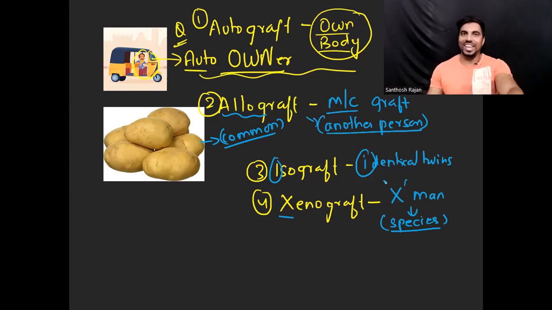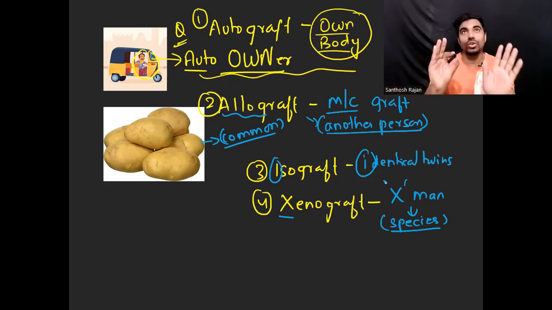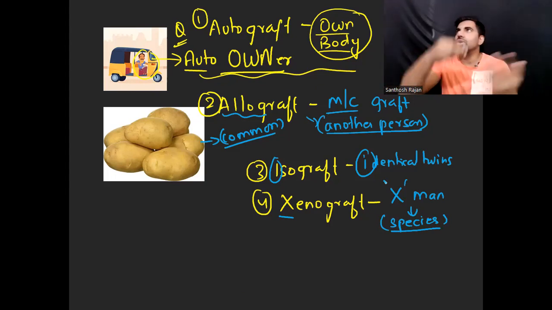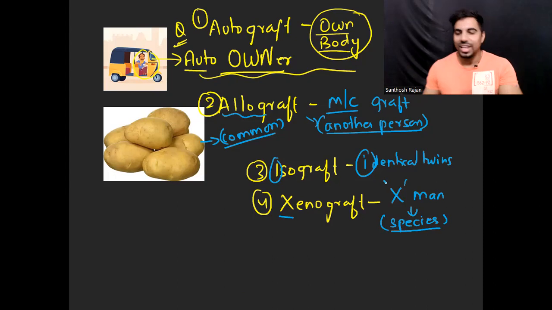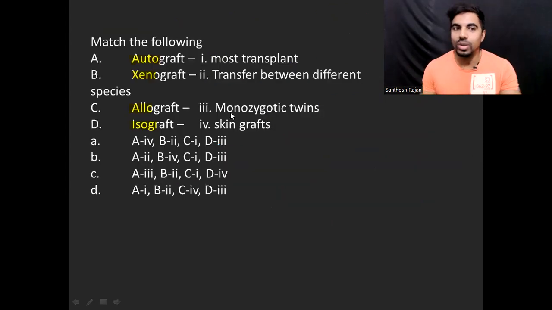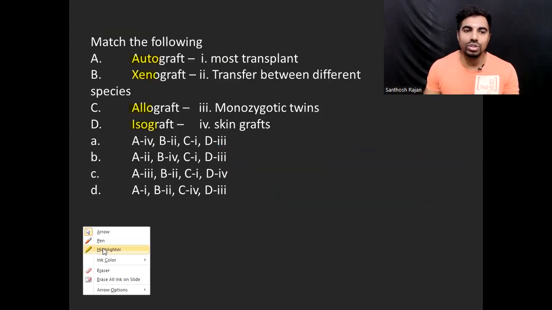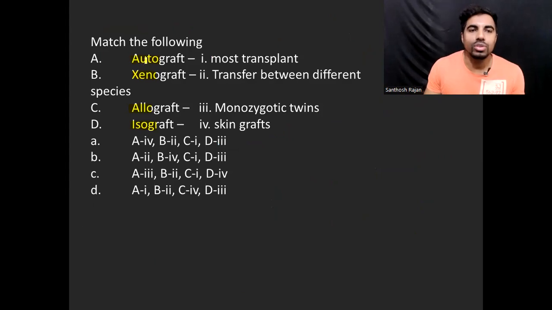Very simple. This is enough, graft, you don't need revision. Auto is owner. Allo, always the most common one. Iso is identical twins. And Xeno, X is X-Men, another species. Now you're going to answer this question. See how easy it's going to be. You don't even have to touch your book. Autograft, autograph, which one you're going to choose?